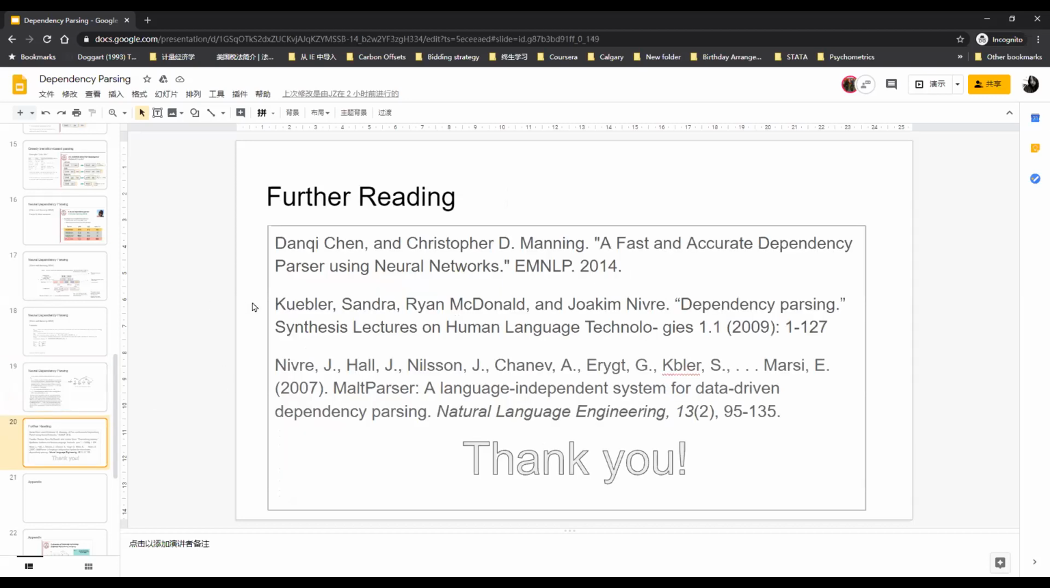And here I listed 3 papers for further reading. The first one is the paper of the neural parser we just talked about. The third one is the MALT parser, which is a widely used conventional parser. And the middle one was listed in the official notes. If you're interested in more details, please visit these papers. And I hope we can talk later about any questions.